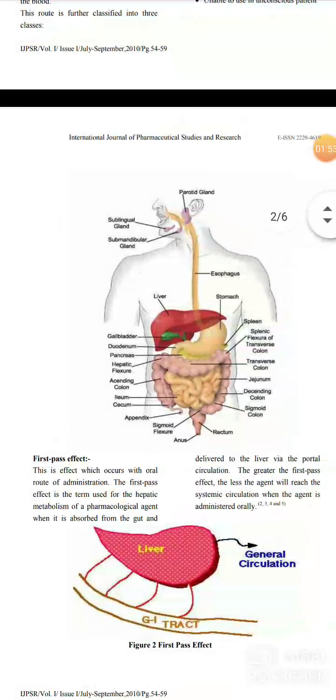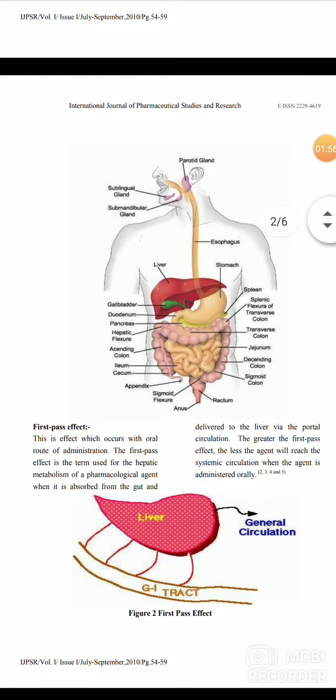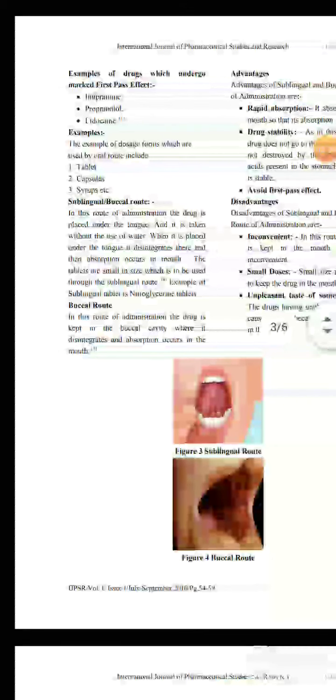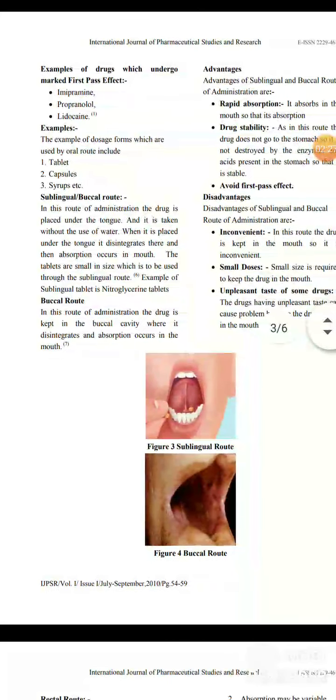A major disadvantage of the oral route is the first pass effect. First pass effect occurs only for the oral route. Here, the drug is delivered to the liver via portal circulation, so metabolism of the pharmacological agent takes place and absorption becomes less due to lower bioavailability. The greater the first pass effect, the less of the agent reaches the systemic circulation. Examples of drugs which undergo a high first pass effect are imipramine, propranolol, and lidocaine.